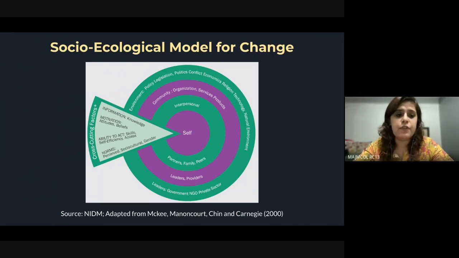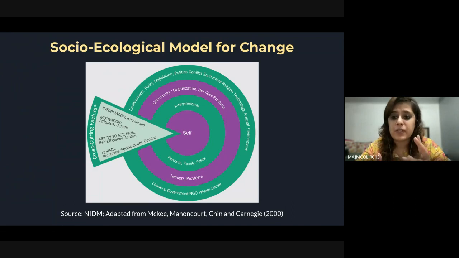And the third factor is the ability to act. If you have the necessary skills and knowledge to bring about development, to act upon what needs to be done, if you're self-efficient in bringing about that change, and if you have access to the resources and tools that will help you bring about a change in the society. And the fourth factor is the norms.